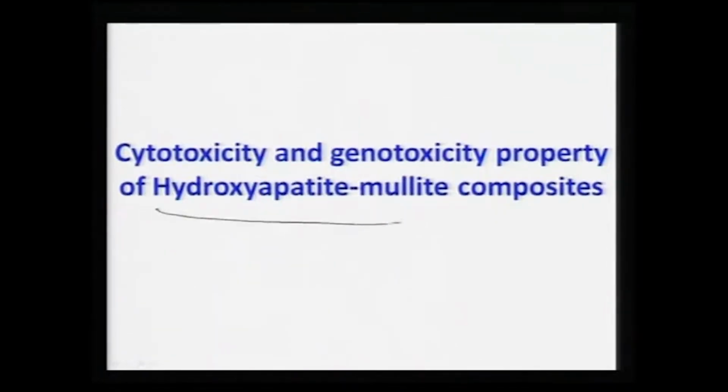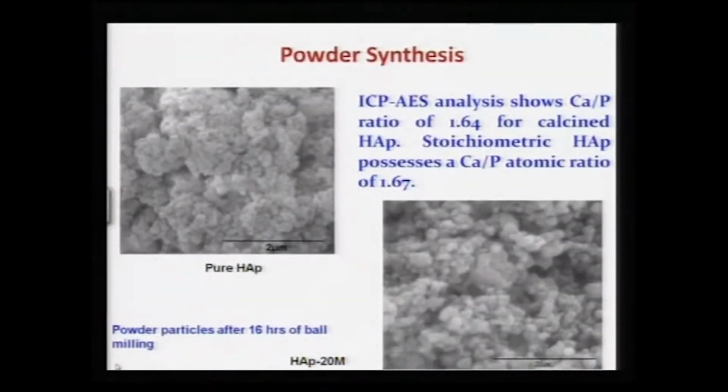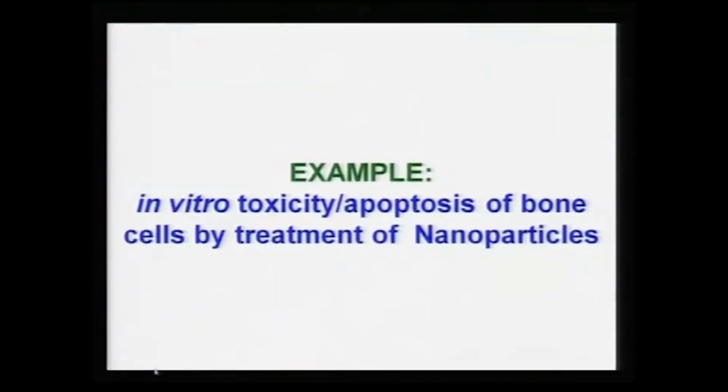Okay, coming to some examples of how cellular apoptosis happens. I will give an example of when a cell is treated with particle eluates like hydroxyapatite mullite, how this apoptosis takes place. These are the hydroxyapatite particles here. These particles are typically in the nano size range, 100 nanometer or less, and another particle that we have taken is hydroxyapatite 20% mullite. There also the particle size is very small. The hydroxyapatite that we have used in our experiments has a Ca by P ratio of 1.67, that means it is more or less stoichiometric hydroxyapatite.